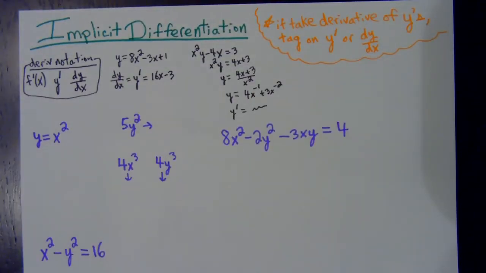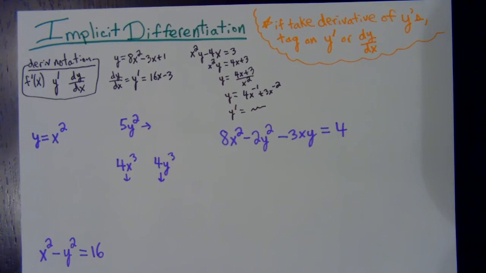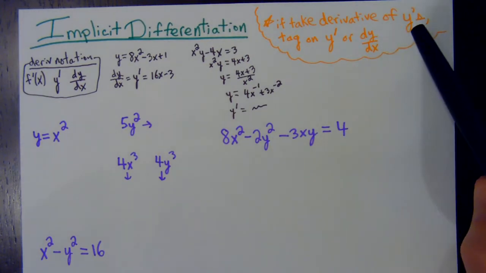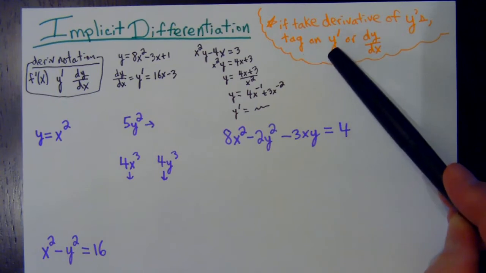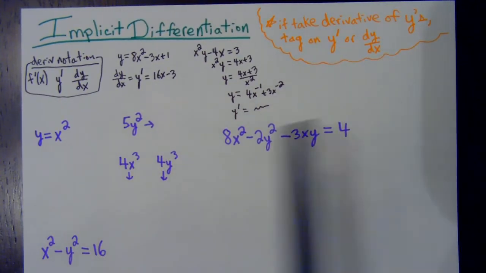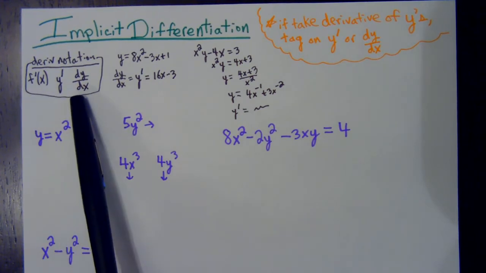Implicit differentiation sounds kind of complicated, but it's actually quite simple. Essentially, if we take the derivative of x's, we do our normal thing. But if we take the derivative of y's, then we have to tag on either a y prime or a dy dx. That's it. All right.